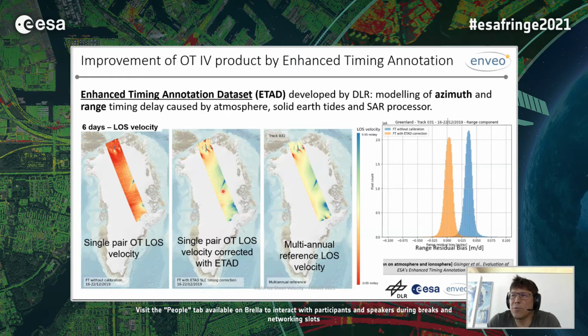As a reference, we look on the right side at the multi-annual reference line of sight velocity. And this product, the ETAT product, shows that this bias is widely reduced, and this is a significant improvement in the retrieval of this track. We see here also the histogram of the difference between the offset tracking results in line of sight with and without ETAT correction, and you see that the bias is really almost zero-centered.